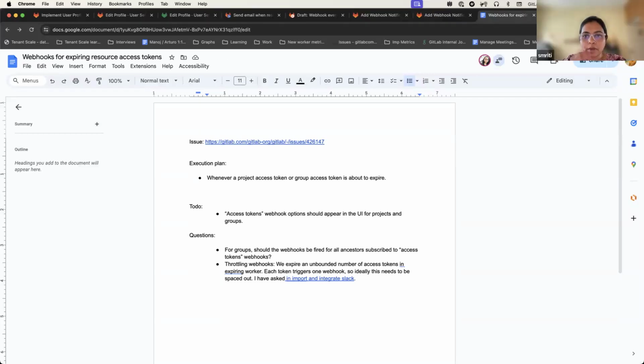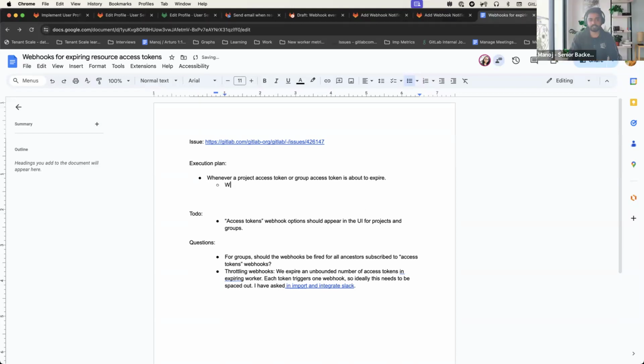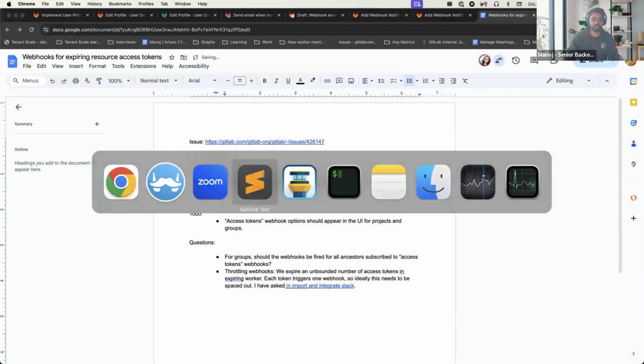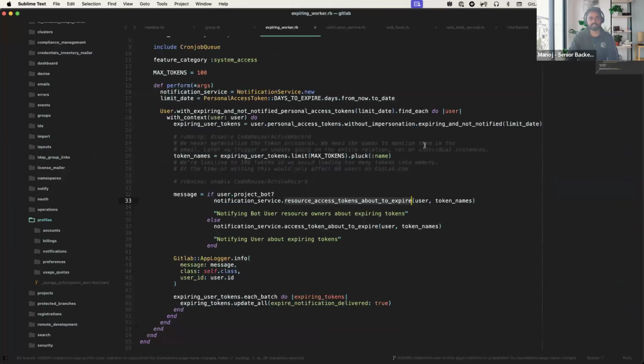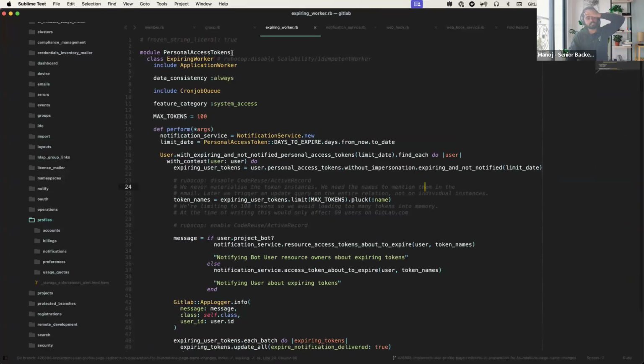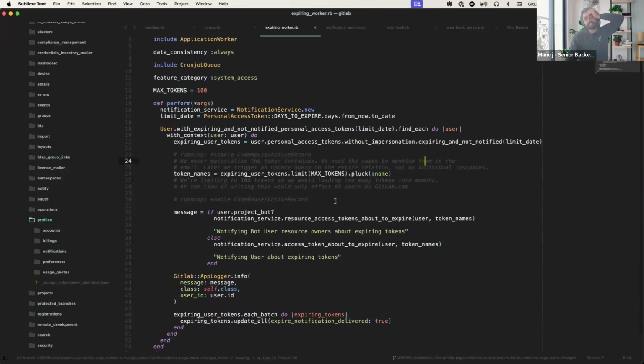Actually, we have a worker in place for that. There is a worker that already expires these tokens. I think this is the personal access tokens expiring worker, where we already expire the tokens, and before that we send out the email to group owners and project owners, like we talked about.